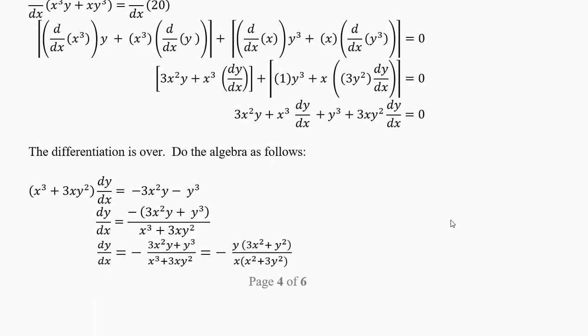Now you have to do the algebra. These are the steps. Now take all the things without dy by dx on the right. 0 is there. So this plus 3x square will become minus 3x square y. This y cube will become minus y cube. This is plus y cube. So on the right hand side you have this. Open a bracket for dy by dx because there are two dy by dx terms, one with the x cube, one with 3xy square. So take this x cube plus 3xy square in a bracket and divide with that.